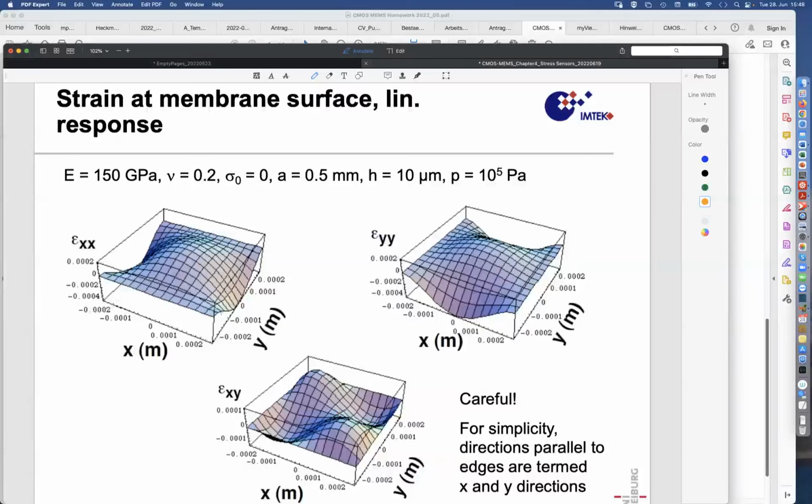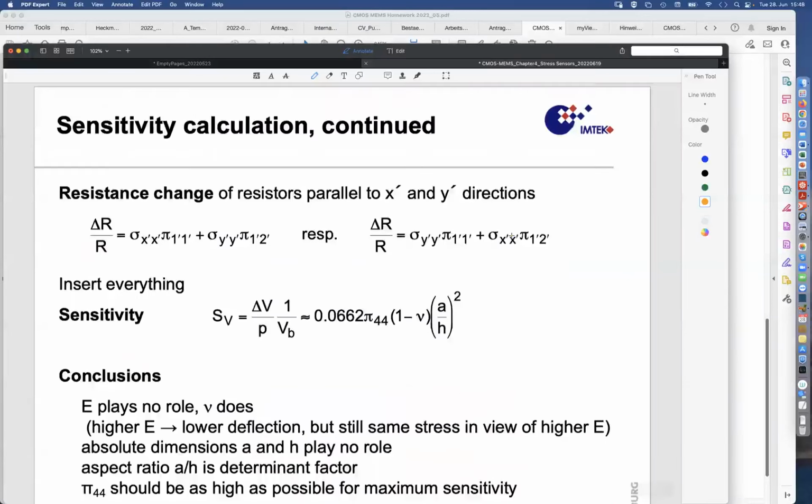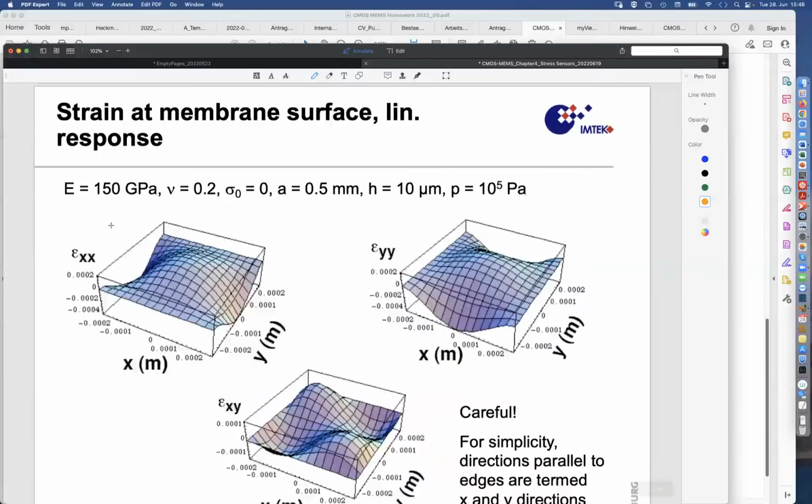So now we have epsilon, and we need sigma, of course, because sigma is the object that we need to translate the mechanical deformation into some resistance changes. So what are the sigmas related to these epsilons?